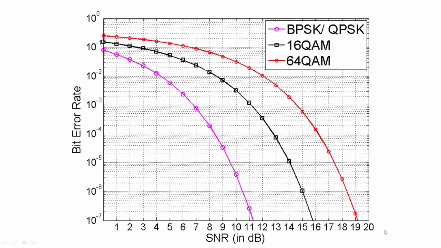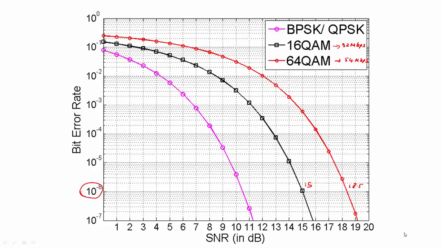This figure is from before, basically a plot of the bit error rate versus SNR for the different modulation techniques. In Wi-Fi, 16 QAM gives a data rate of about 32 Mbps and 64 QAM gives a data rate of about 54 Mbps. And for a given bit error rate, the SNR that is required for 16 QAM is about 15 dB, whereas this is about 18.5 dB.